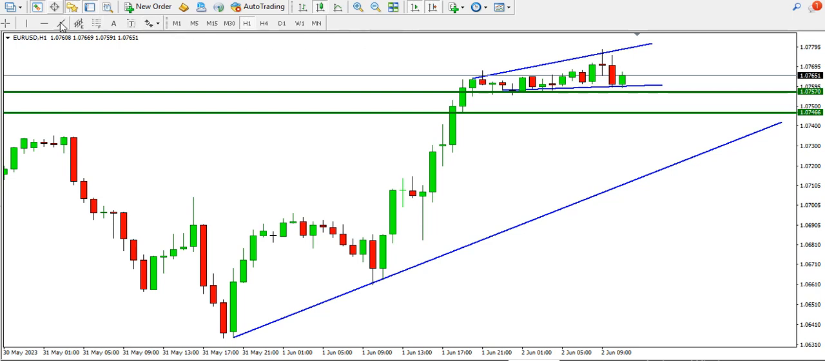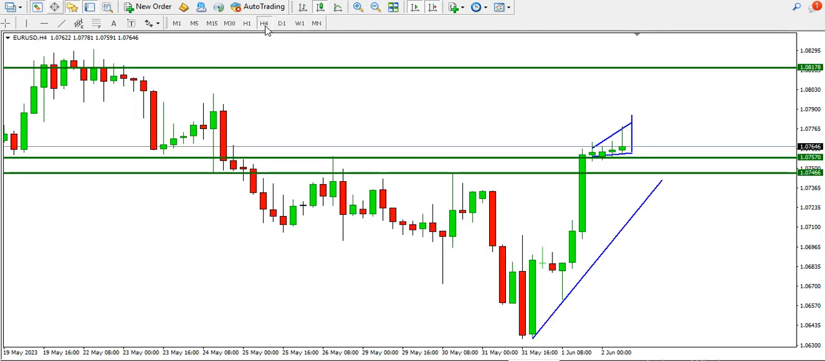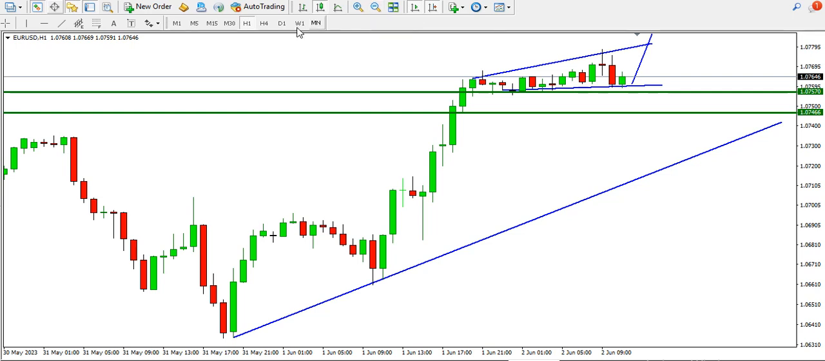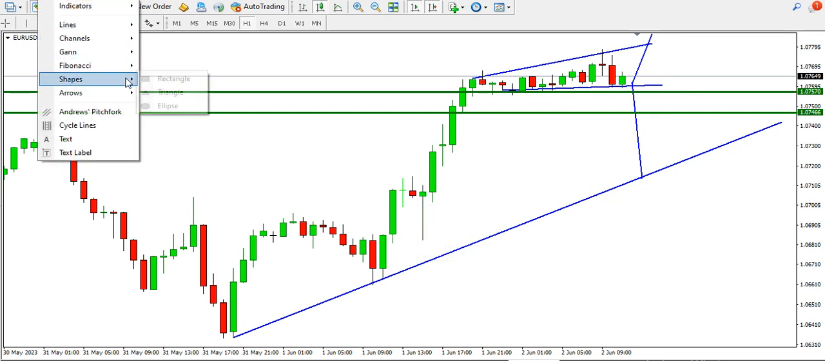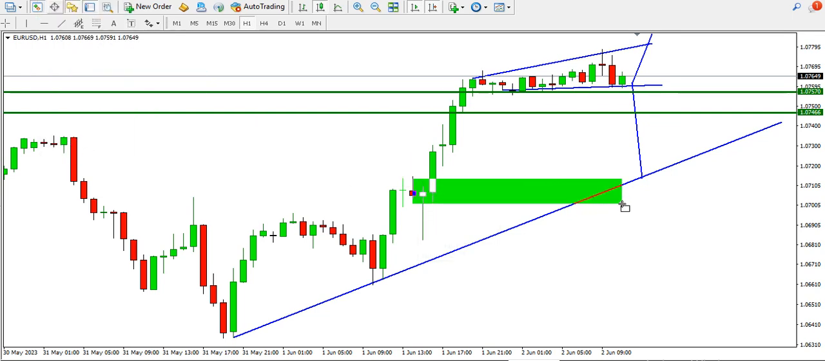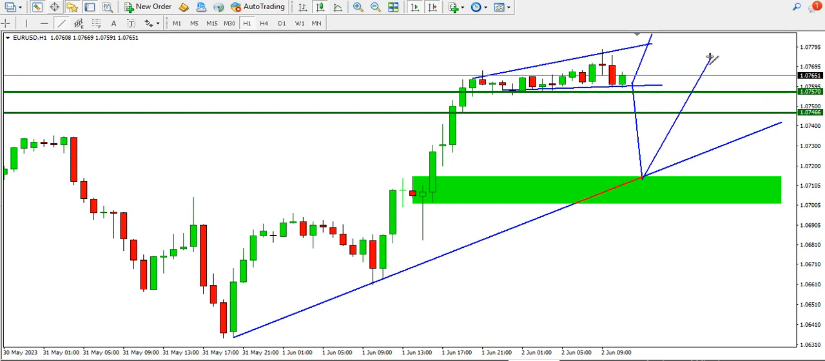If price breaks out to the top, we might see the 1.08178 level cleared. But if price drops, we have this order block that might serve as support in confluence with this ascending trend line. If the price drops to that level, price might find some support and continue to go up. That's that for the 1 hour time frame.